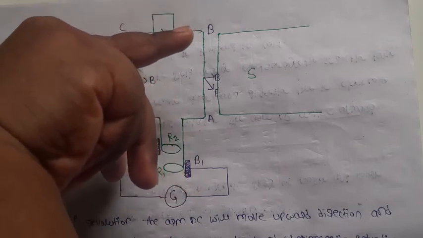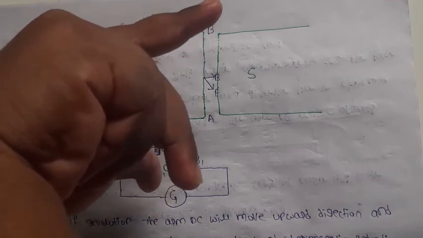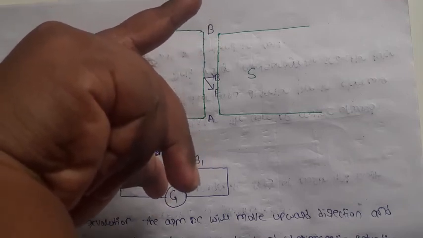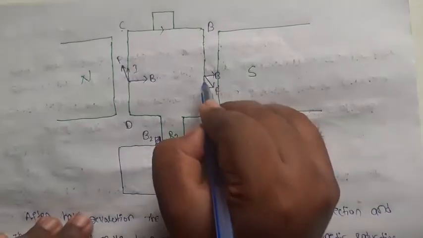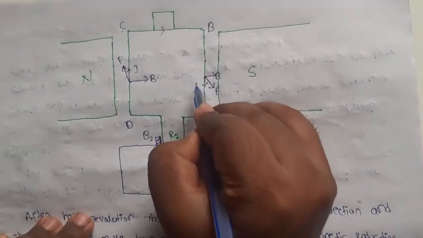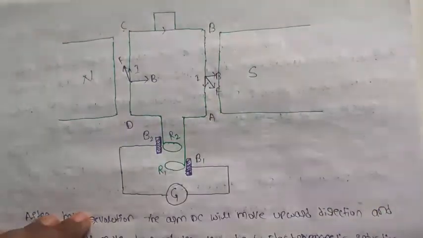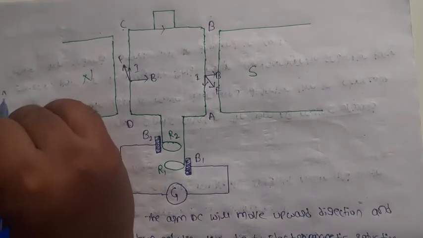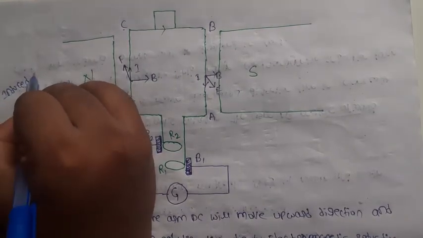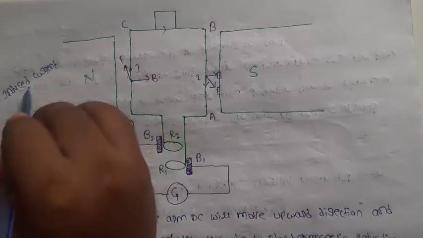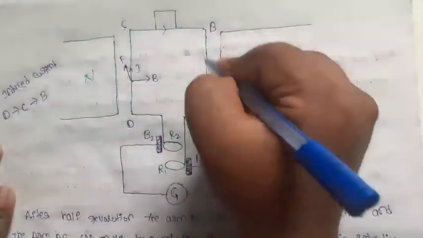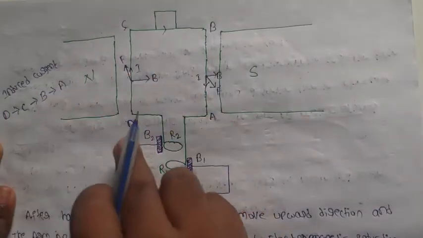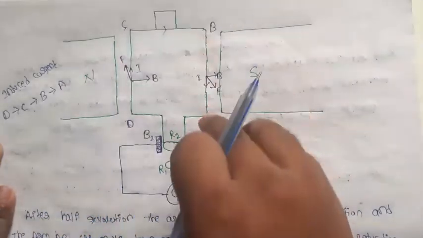So here current flows from B to A. This is my current direction. So it shows from B to A. So here current direction is downward direction from B to A. So here observe what is the induced current direction. Induced current direction: D to C, C to B, B to A.